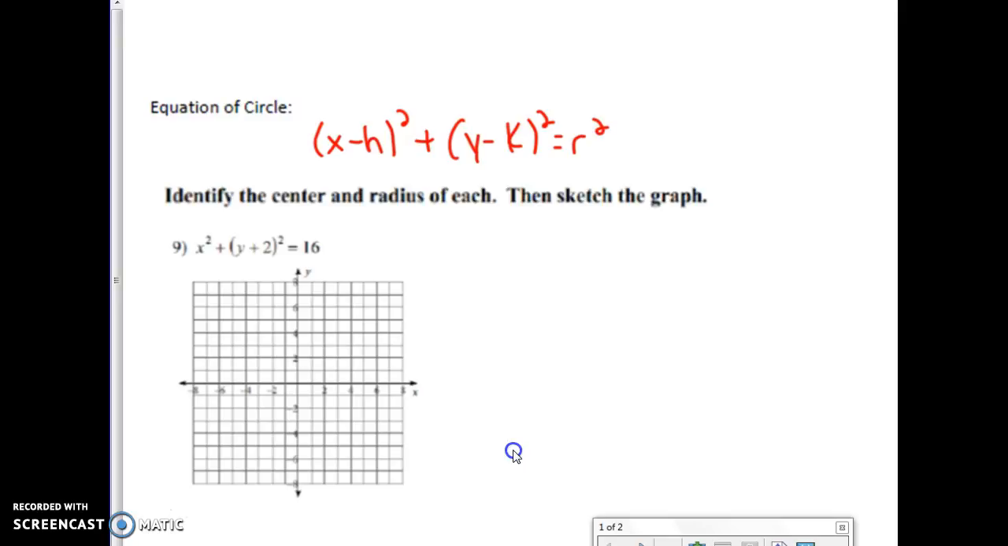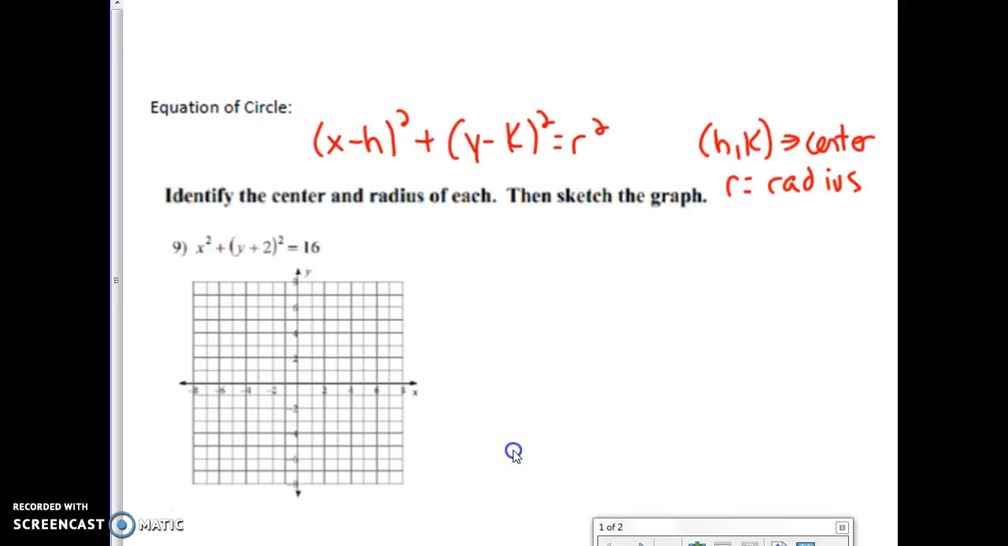It's very similar to a quadratic. It's very similar to vertex form. H and K in this case would be my center, and R would be my radius.